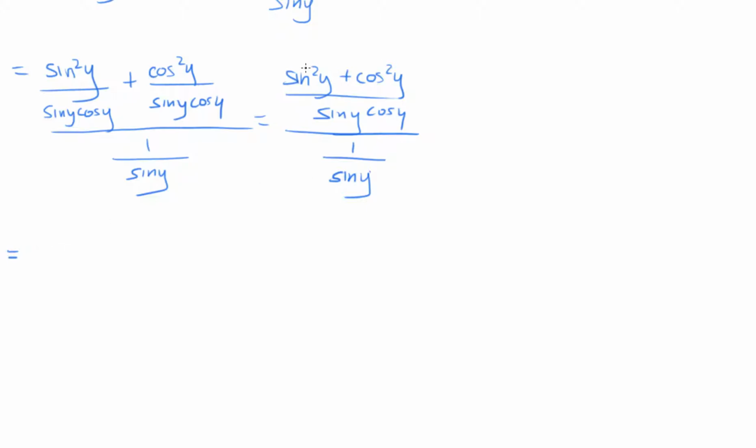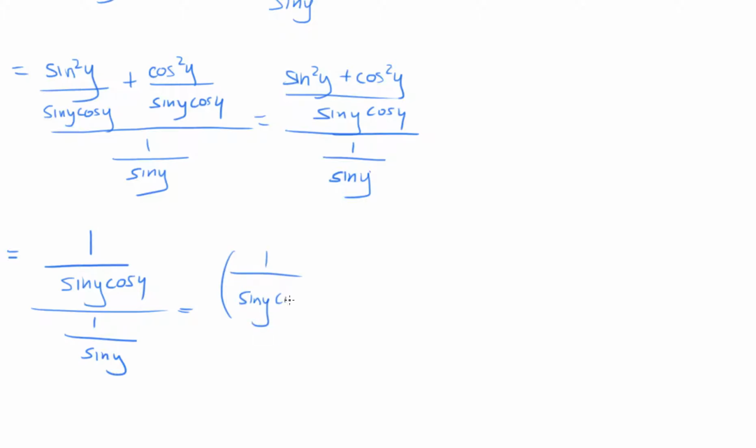So now let's use one of the identities. What is sine squared y plus cosine squared y? Well, that's the Pythagorean identity, which is equal to 1. So this numerator, all of it, sine squared y plus cosine squared y, is equal to 1. So I'm left with 1 over sine y cosine y over 1 over sine y. And again, flip the denominators. You have 1 over sine y cosine y times sine y over 1.